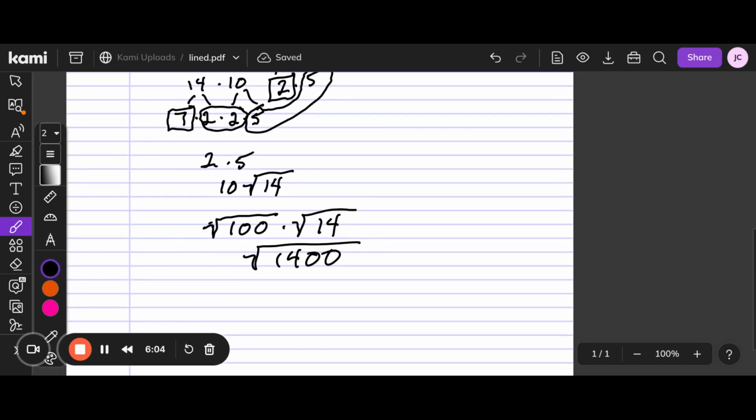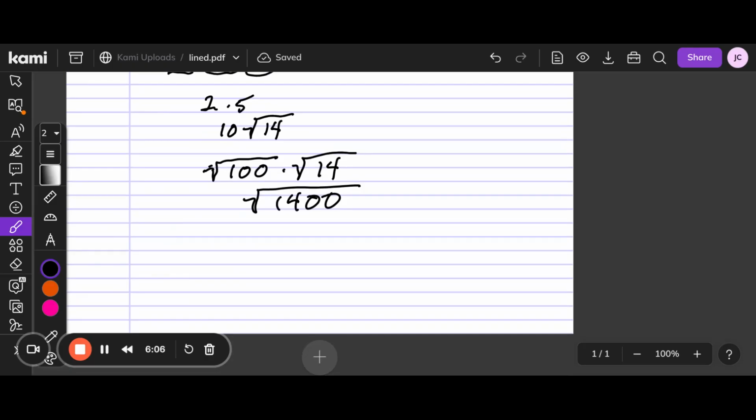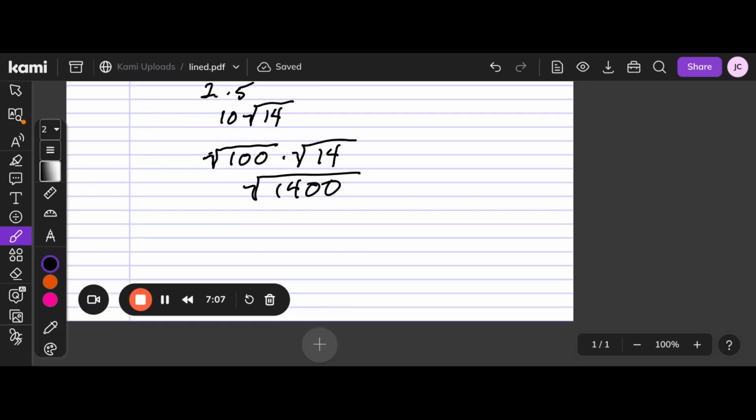Okay, so that's enough about radicals for now. And in the next video, I'm going to show you kind of a neat way to use Desmos for this.